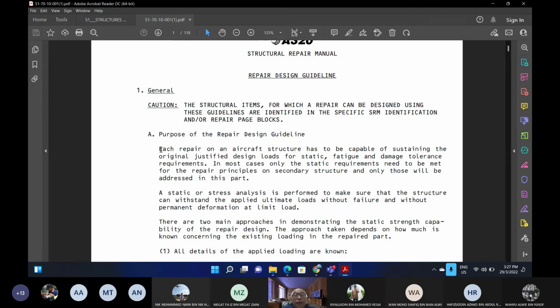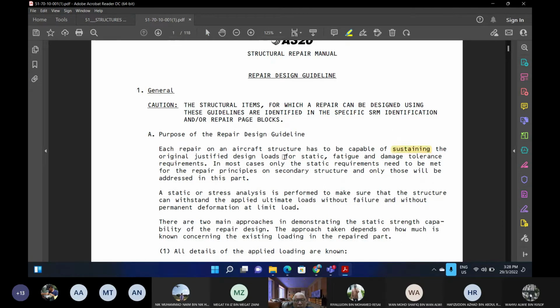Purpose, each repair on aircraft structure has to be able to sustain the original justified design load. So you can see the word here, sustain.